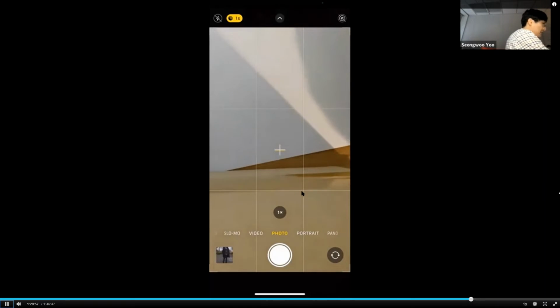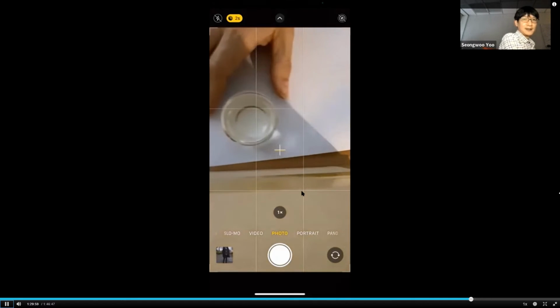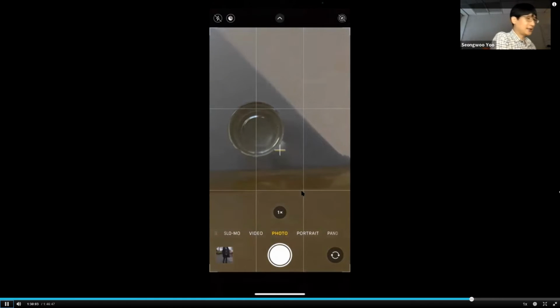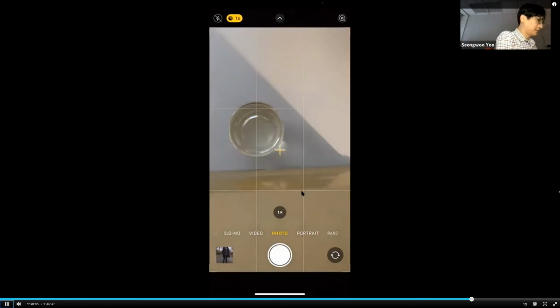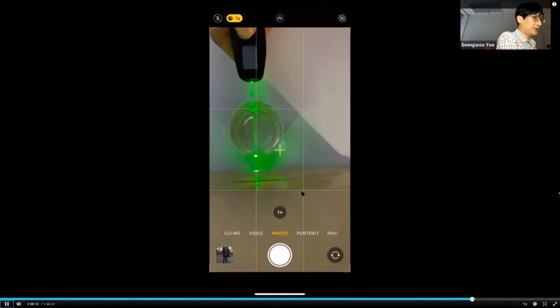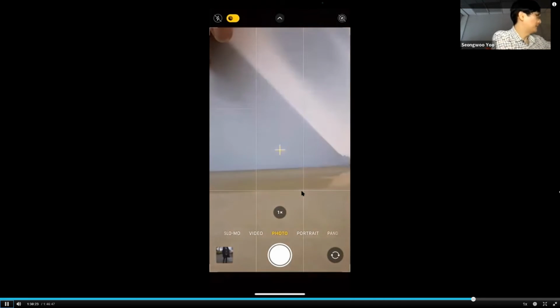Great. Now let me start with this resin. I'm using this laser pointer. The incident light will bend to the center, because this is a converging lens. So the light bends toward the center, as we expected.